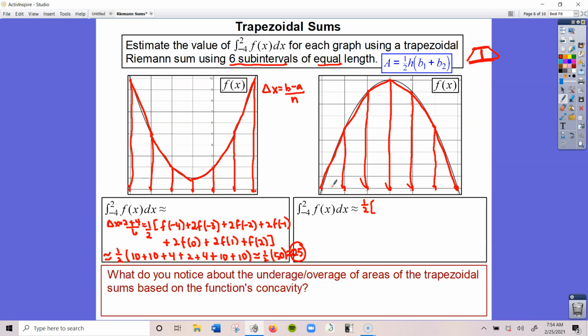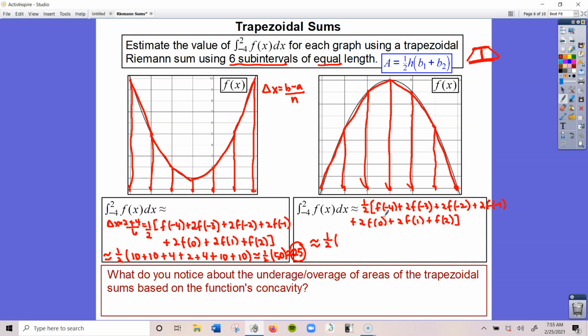Okay, so we would write out what we got here, like with function notation. So the first height is f of -4 plus 2 f of -3 plus 2 f of -2 plus 2 f of -1 plus 2 f of 0 plus 2 f of 1, and then the last one, which is f of 2, does not repeat. So this is for my trapezoidal sum, and now we are going to plug in those function values.